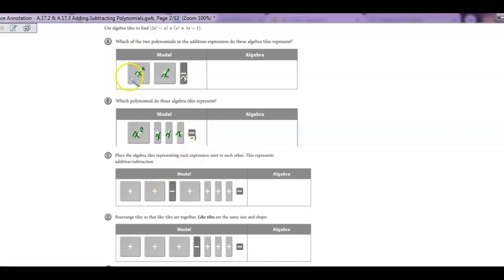Okay? So in this case, I have two x squares, and I have a negative x. In this one, I have an x squared plus 1, 2, 3 x's, and we have a negative 1. And you'll see that they go with these up here. So I have a 2x squared minus x, and then I have an x squared plus 3x minus 1. And now we're going to use this to model how we would add.